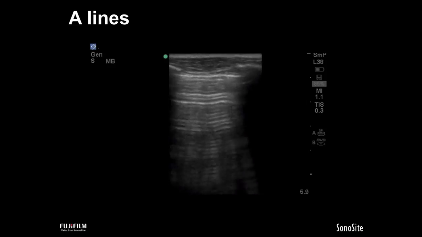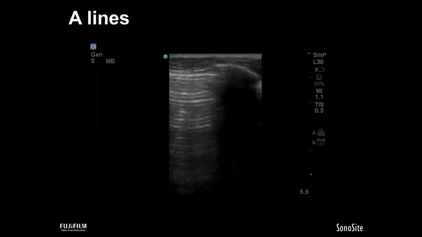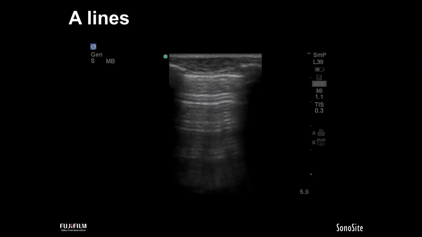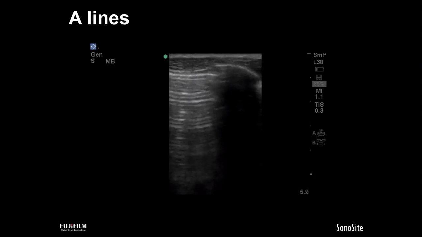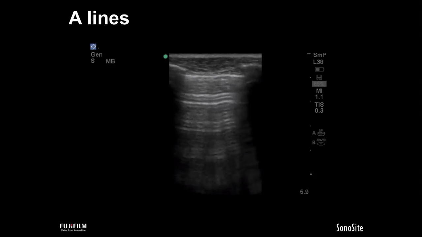So now that we've done lung sliding, let's move on to A lines versus B lines. We're going to look in several rib spaces, anterior and laterally, for A lines versus B lines. Here's an example of what A lines look like. They are reverberation artifacts of the normal pleural line seen at regularly spaced intervals deep to that bright white pleural line that we can see just deep to the ribs.